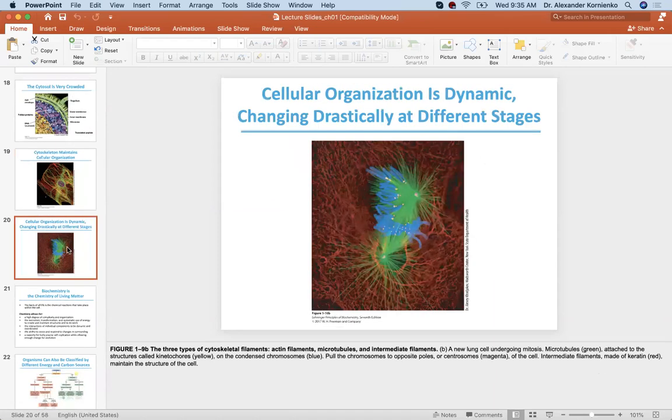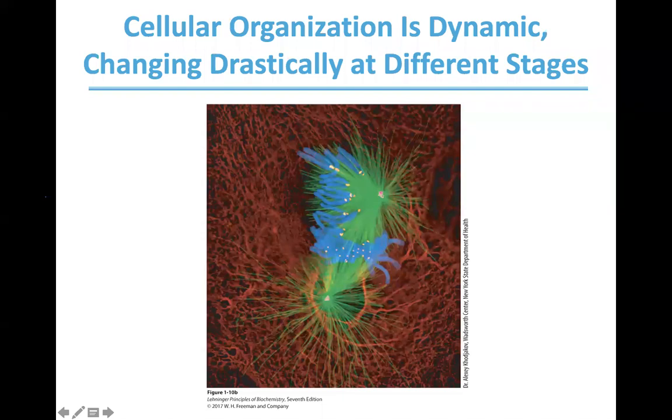Now, let me go to this particular slide. It's a beautiful slide. Let me put the presentation version of this. So this is a cell with the nucleus. Now, there are different kinds of macromolecules shown here. The red ones all around are intermediate filaments. The green ones are microtubules. And the blue are chromosomes, that's cellular DNA. This cell is undergoing the process of mitosis. You might remember from biology, mitosis is cell division.